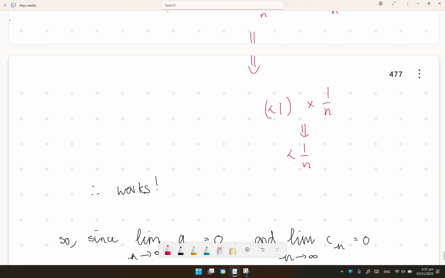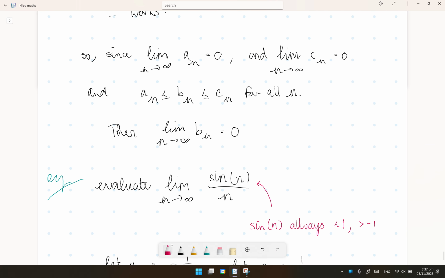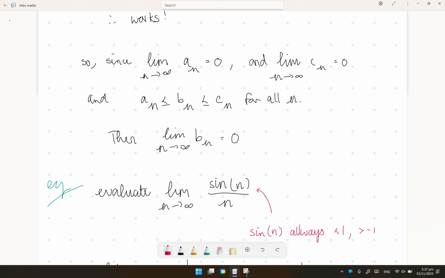And since the limit of An and Cn is equal to 0, and because Bn is always larger than An and smaller than Cn, this condition is true for all n, then we know that the limit of Bn is also equal to 0. So that's kind of like the use case of the squeeze theorem.